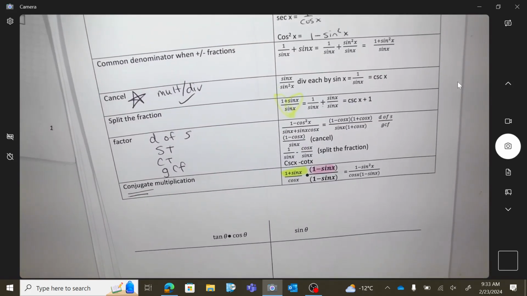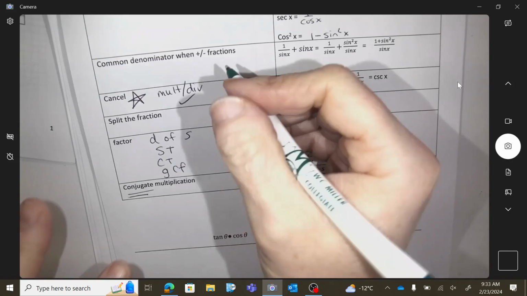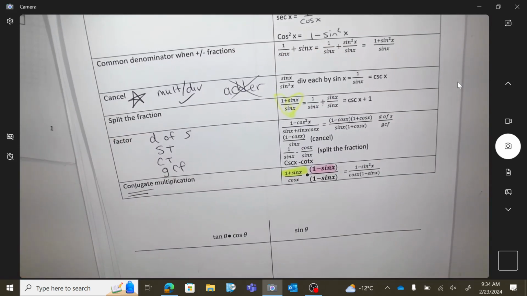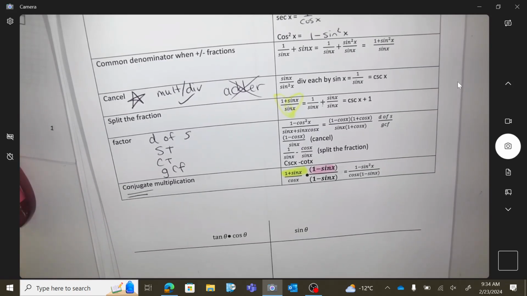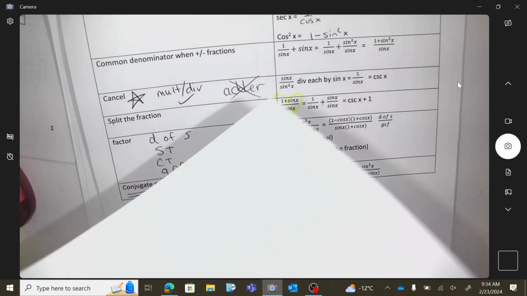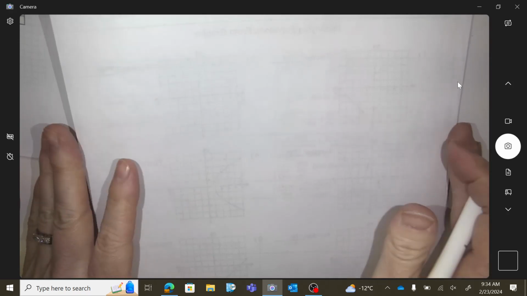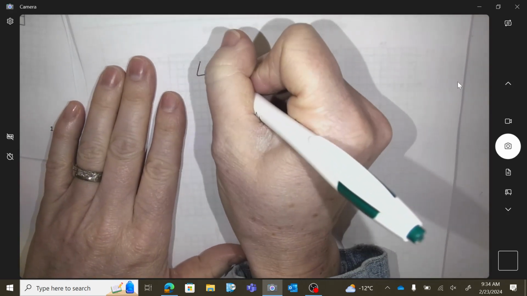You can cancel anything that's multiplying and dividing. You cannot cancel an adder. That is the #1 mistake people do on trig proofs. All the time, and I even preach it, and still people do that. So what do I mean with multipliers, dividers versus adders?